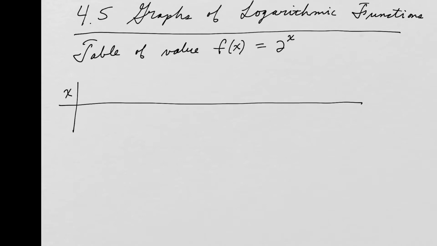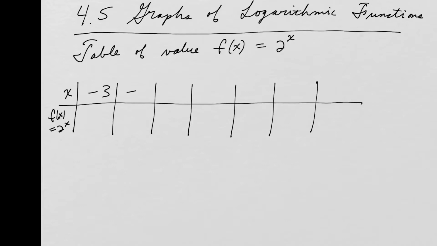Let's say this is x, this is f of x, which in this case is going to be 2 to the x. Let me pick a bunch of values. So let's use -3, -2, -1, 0, 1, 2, 3. And then I'm going to plug them in, right? So if I plug in -3, well, what's 2 to the -3? That's going to be 1 over 2 cubed, right? So that'll be 1/8.